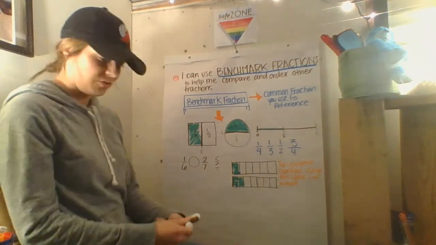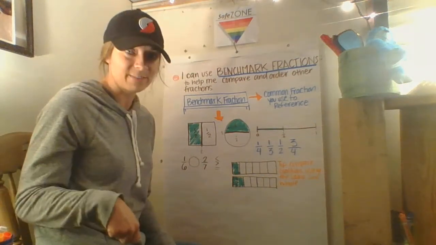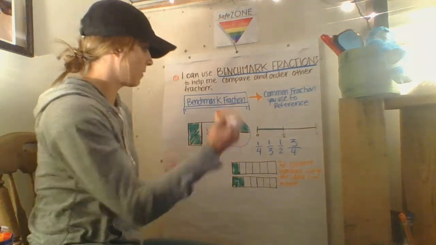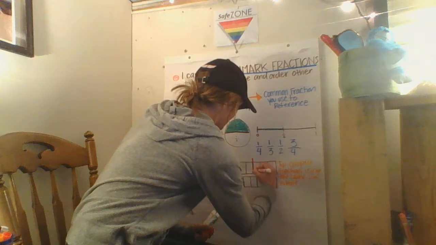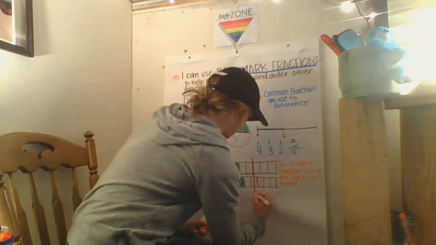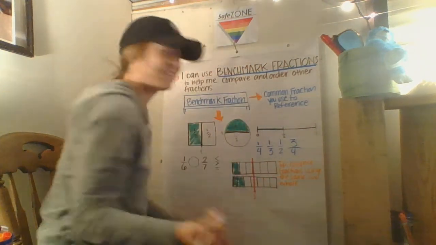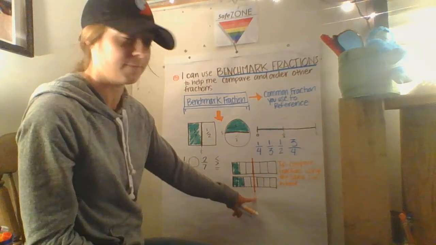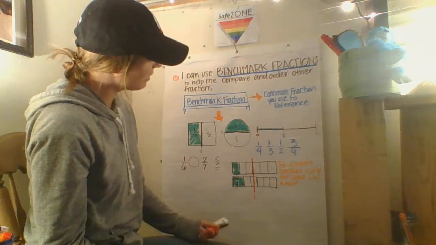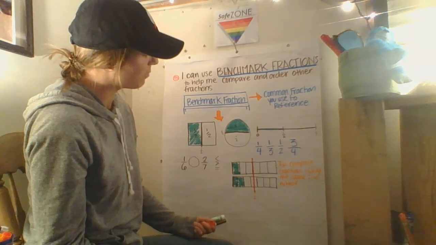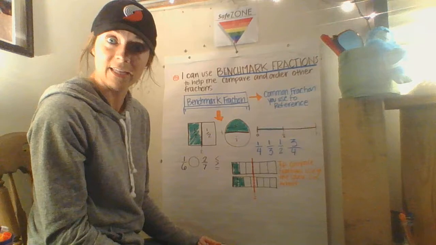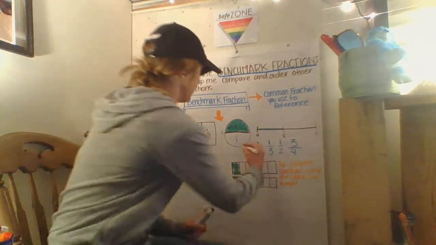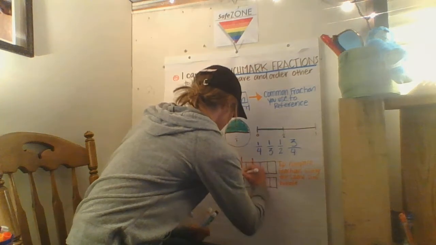If I were to use 1/2 as my benchmark fraction, let's say my benchmark was 1/2. That doesn't help me out very much because it's much bigger than both of them. But let's say I'm going to use 1/4. That might be a little bit closer. So I need my 1/4 would be right about here.